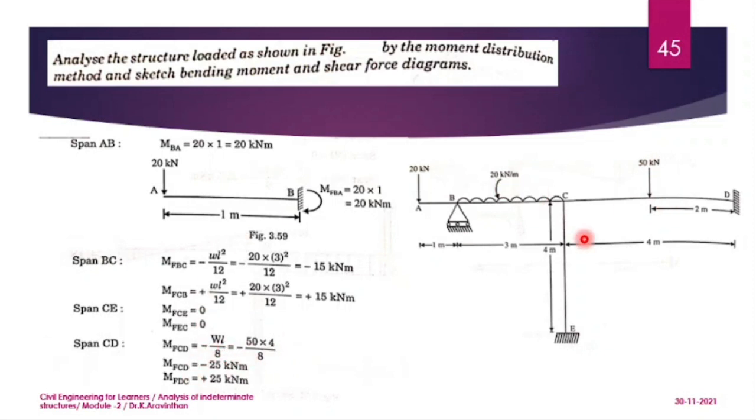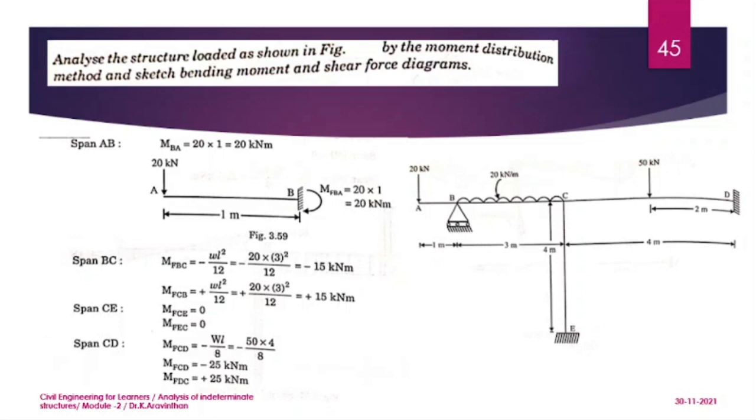Is this frame a sway frame or non-sway frame? Non-sway. Why? What is the reason? See, all the joints are connected. So you have joints B, C, E and D. All the joints are connected and supported. So if a joint is supported, then there will be no sway on the structure. If the joints are not supported, then you will be having the sway. So this is a non-sway problem. So next step, go for distribution factor.